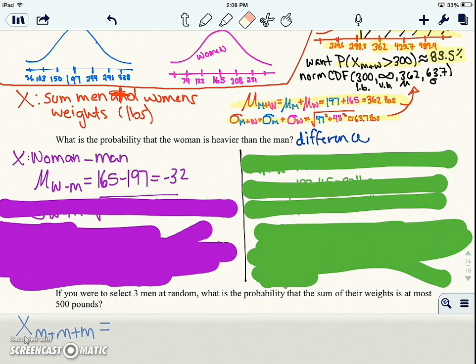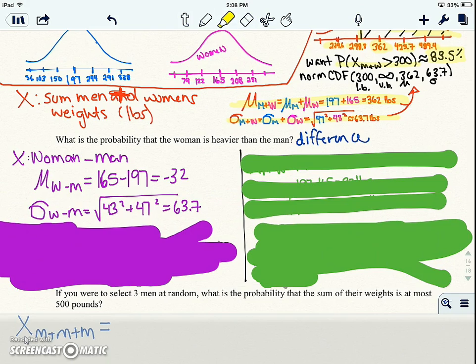So the mean of 165 for the woman minus the mean of 197 for the man would be a negative 32. And that would be because women tend to be smaller than the men. So you're doing a small number minus a large number. So you get a negative difference. Find our standard deviations. Remember, when we are doing standard deviations, even though we subtract, we add. And we get the same standard deviation that we did before.